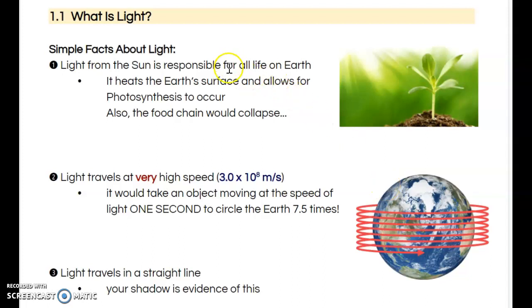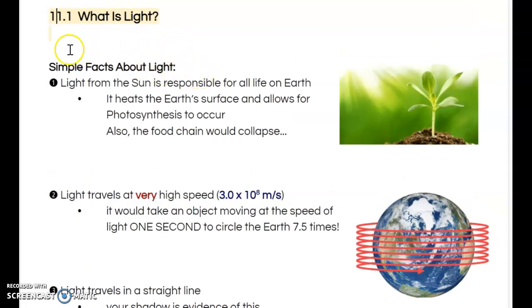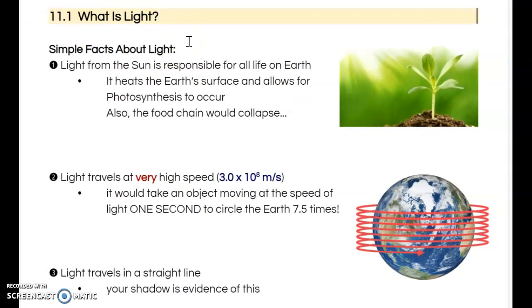Okay, so today we're going to look at lesson 11.1. That's actually supposed to be 11. Let me put that in there. 11.1. And we're going to cover what is light. This is the first lesson for our optics unit, and we will have a little bit of homework for this after the lesson is complete. So if you can pay attention, and then we'll move along here.